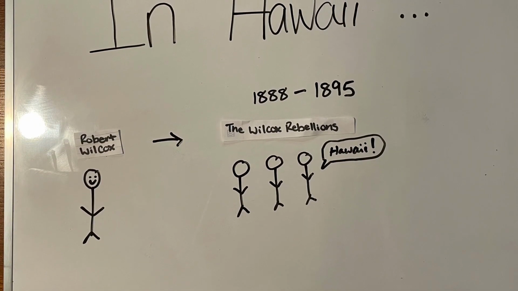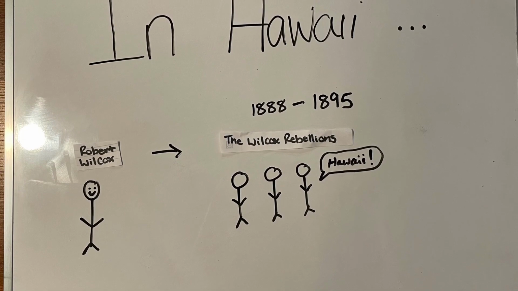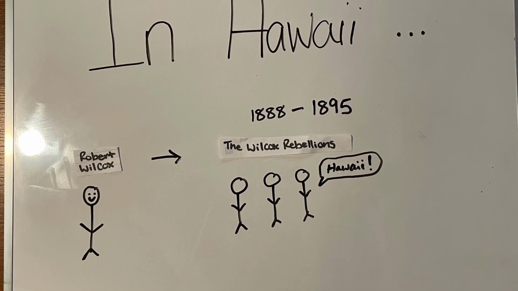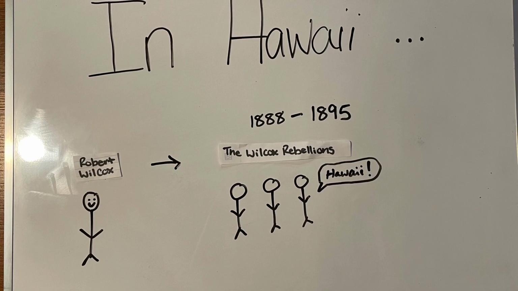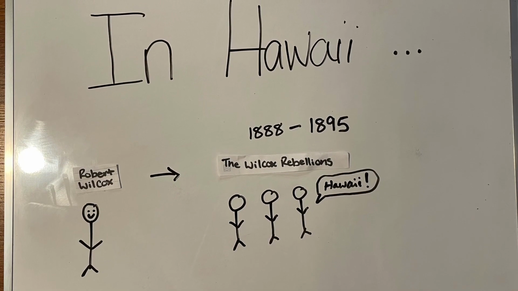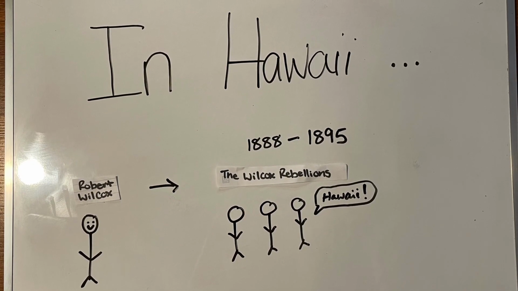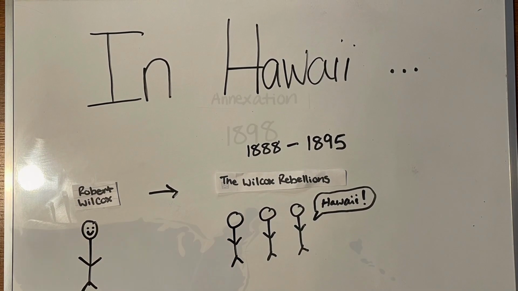Robert Wilcox, someone who was still loyal to the Queen, led rebellions against the new government of Hawaii. His group, consisting of more Hawaiians with the same ideals, started fighting back as far as 1888 in retaliation for the Bayonet Constitution, and continued to fight until 1895. These rebellions were called the Wilcox Rebellions, named after the man who led them.